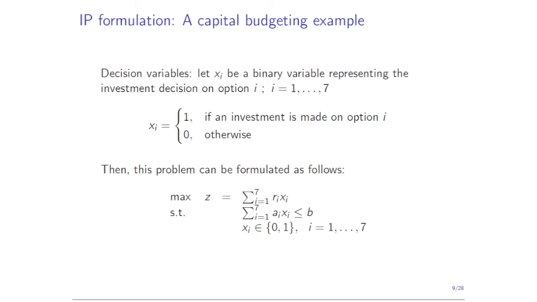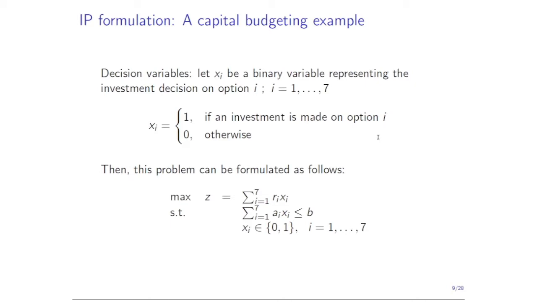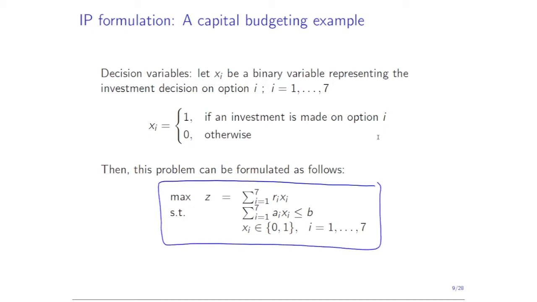Yes, as you see, every variable is defined as a binary variable, 1 if the investment is made on the corresponding option, and 0 otherwise. So I can formulate the problem like this. But the more interesting part of this problem comes next, when we want to add more restrictions on our investment capabilities. Again, look at this simple form.